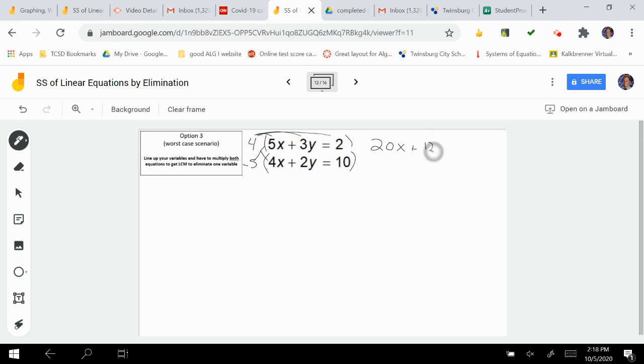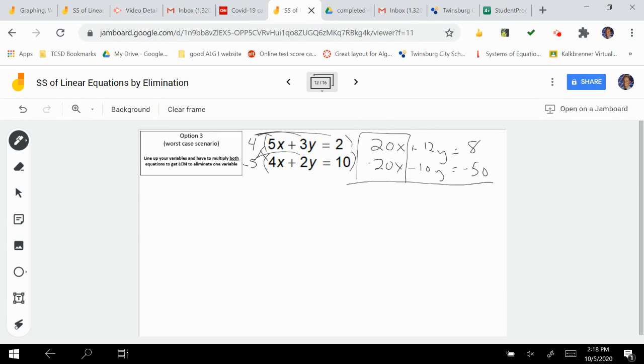4 times 3 is 12y. 4 times 2 is 8. Negative 5 times 4 is negative 20x. Negative 5 times 2 is negative 10y. And negative 5 times 10 is negative 50. So you can see that these numbers are a little bit bigger. However, you just take them the same way you did it before.